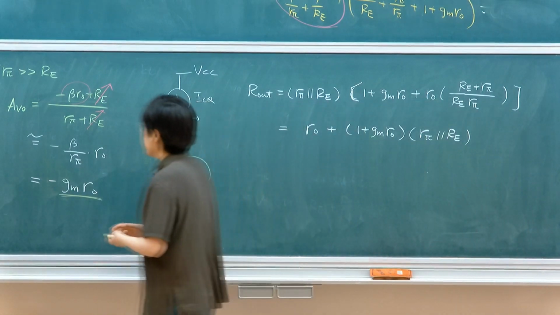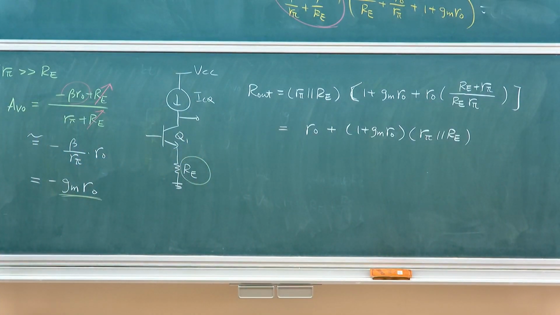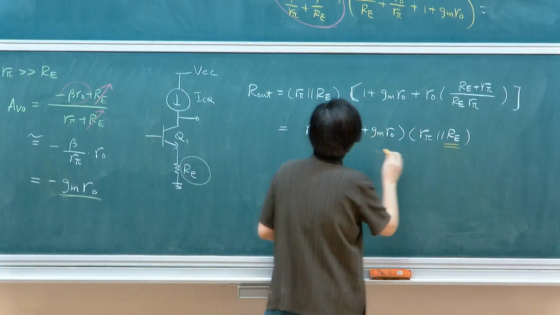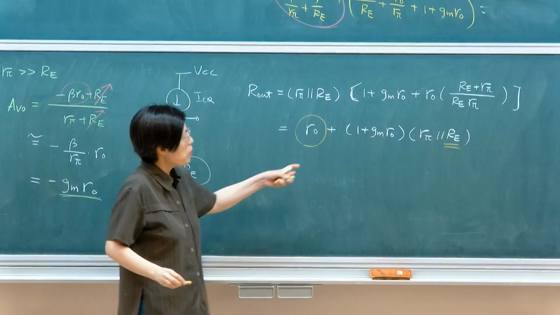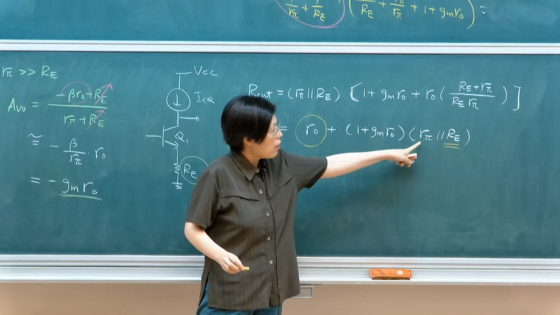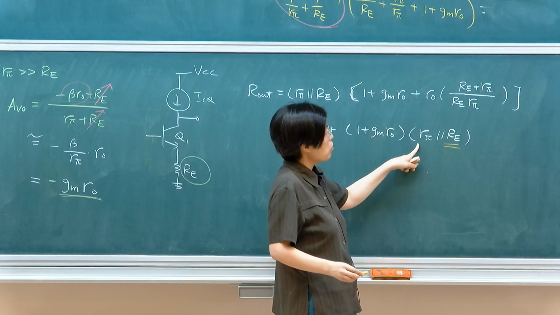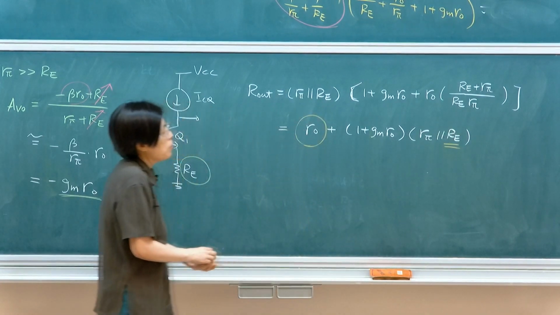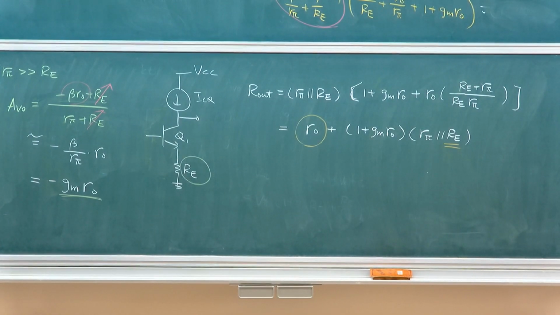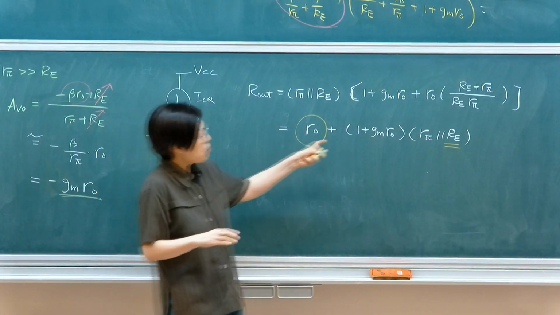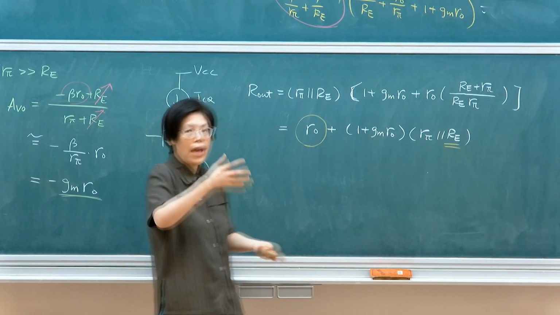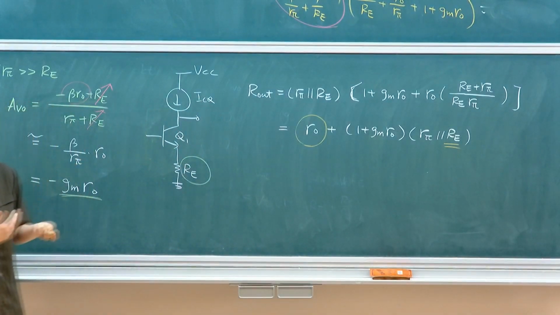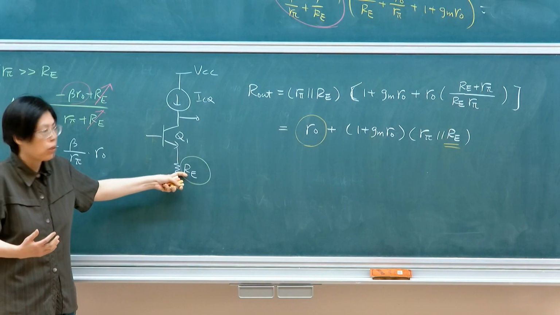This implies that my output resistance is very much boosted by this emitter. It will be limited by its own output resistance, but then it will be additionally boosted by this emitter resistance. This is very important when you're stacking transistors. We're going to talk about cascading structures later. But the main consequence of having a resistance at the bottom of the emitter will be this feedback.